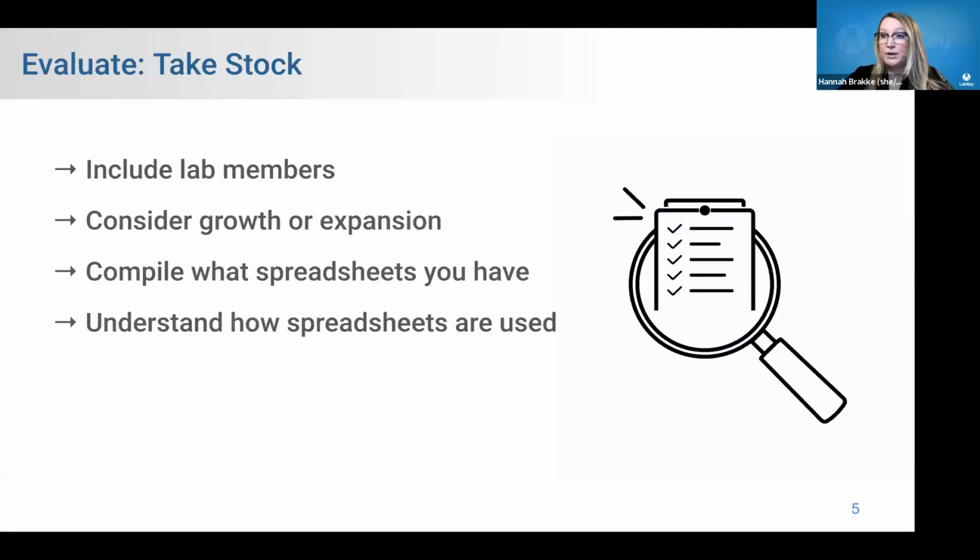Compiling all of the different spreadsheets, and this is really just understanding what you have and taking a look at each of those. Once you have those in hand, you can then start to really suss out how those spreadsheets are used, which will help you be able to identify what type of solution you might be after or looking for.